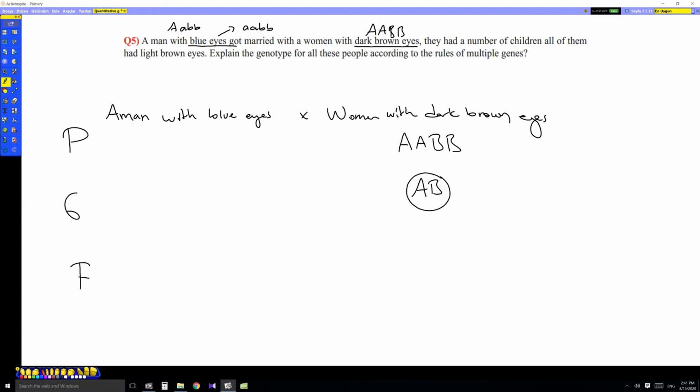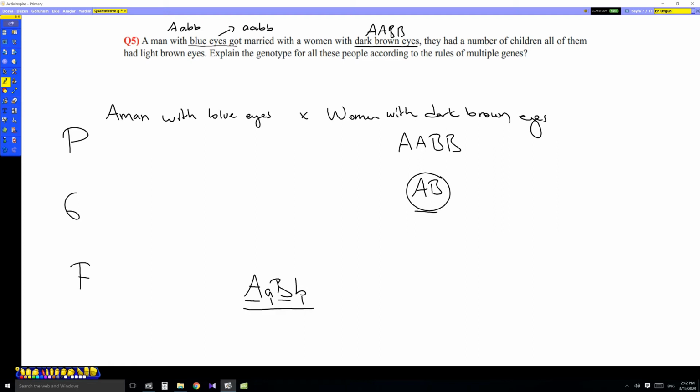So if we look at the information about the F generation, all of the children have light brown eyes. Light brown eyes means what? A capital, A small, B capital, and B small. So we know this A capital and B capital, these two alleles come from the mother. So the A small and B small have to be received from the father.